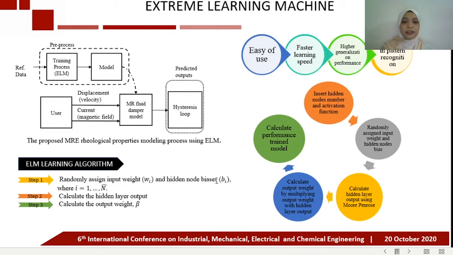After getting the result, it will calculate the hidden layer output using the Moore-Penrose method. Next, it will calculate the output weight, and then it will produce the predicted output. Afterward, it will calculate the performance of the model by calculating the error between the predicted output and the experiment data. And then we move to the next slide.